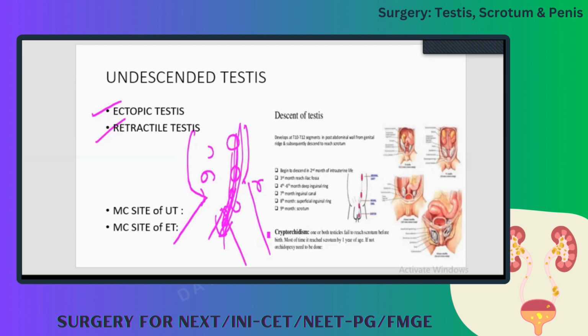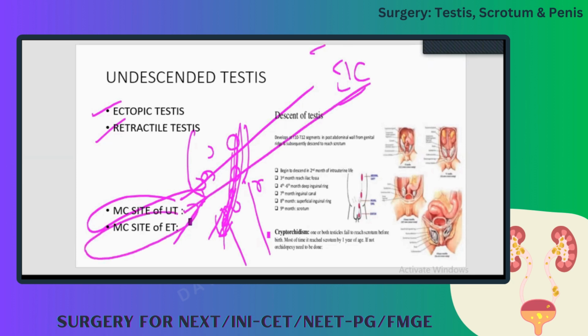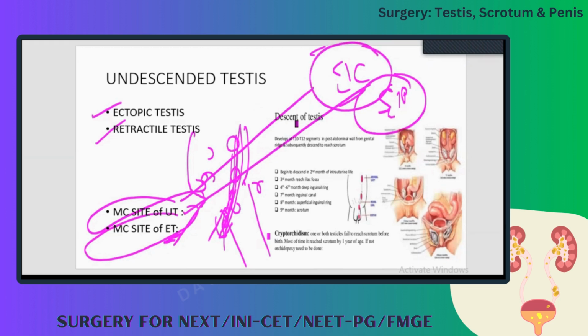Most common site of undescended testis: inguinal canal. Most of the times it gets stuck in the inguinal canal. Most common site of ectopic testis: superficial inguinal pouch, SIP. Just remember these two things. Could you please repeat that again? Most common site of undescended testis is the inguinal canal. Most common site of ectopic testis is the superficial inguinal pouch.